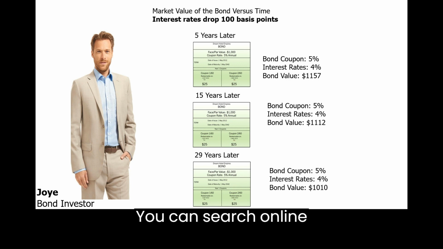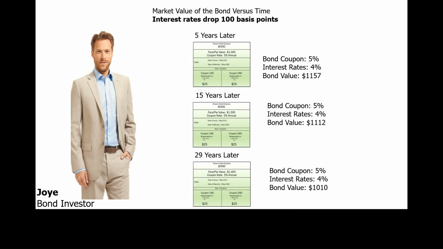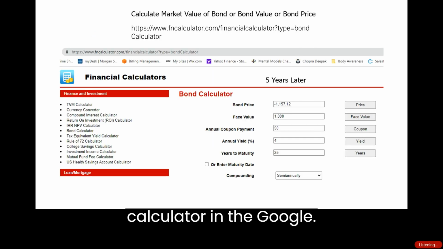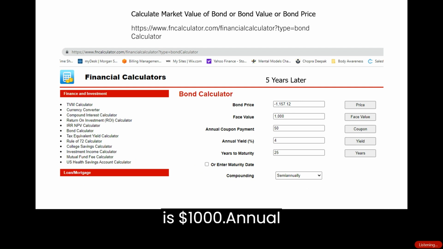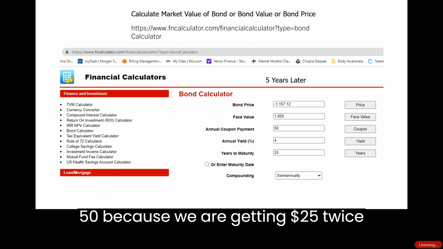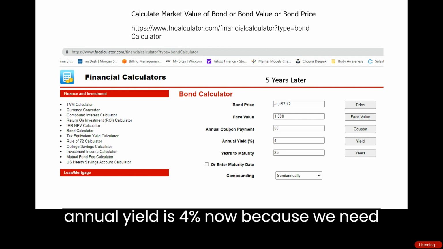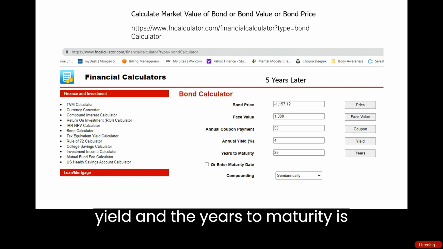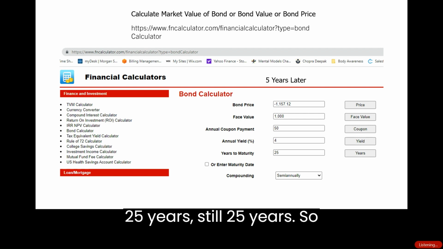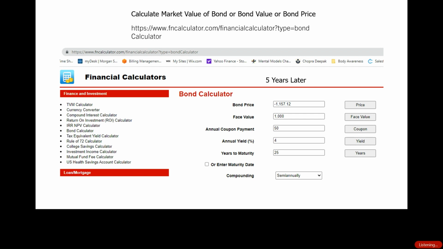You can search online for a bond value or bond price calculator. I found this financial calculator in Google where we can enter the face value, which is $1,000. The annual coupon payment is 50 because we are getting $25 twice a year, added up to $50. The annual yield is 4% now because we need to calculate the bond price for the 4% yield, and the years to maturity is 25 years, still 25 years. Once you hit enter, you will get the bond price for each of those scenarios.